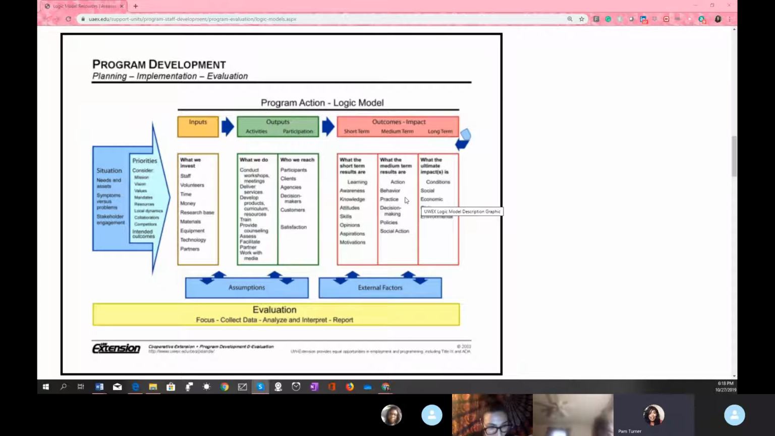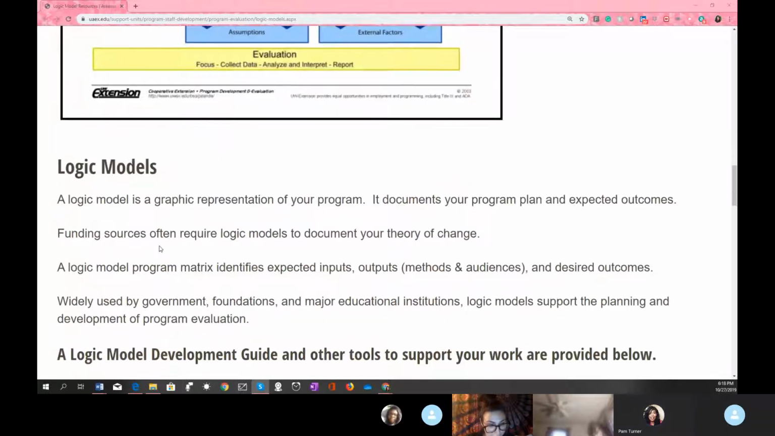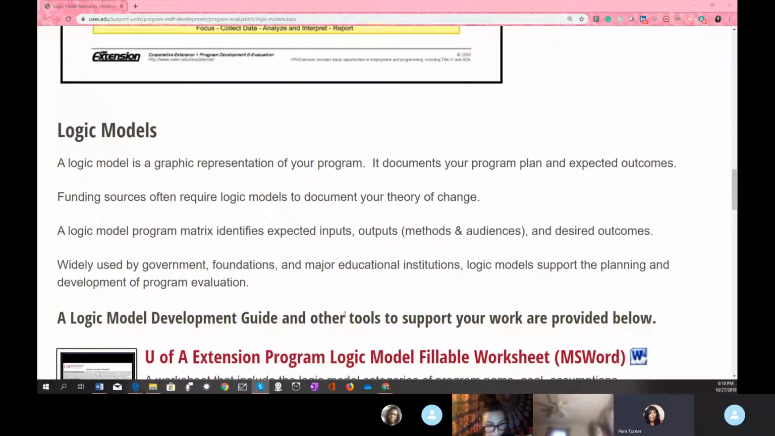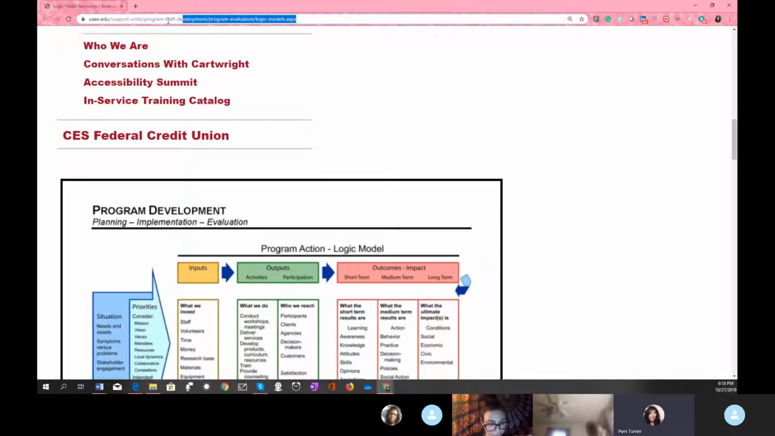Okay, so the assumptions, you might see some of those terms in the assumptions, and then my external factors. They both go in and out. This is called program development, and this is the logic model. We'll see that whether it's in a program or often in a research project as well. Then it gives you a brief on what logic models are, and I'll put this link in the box.